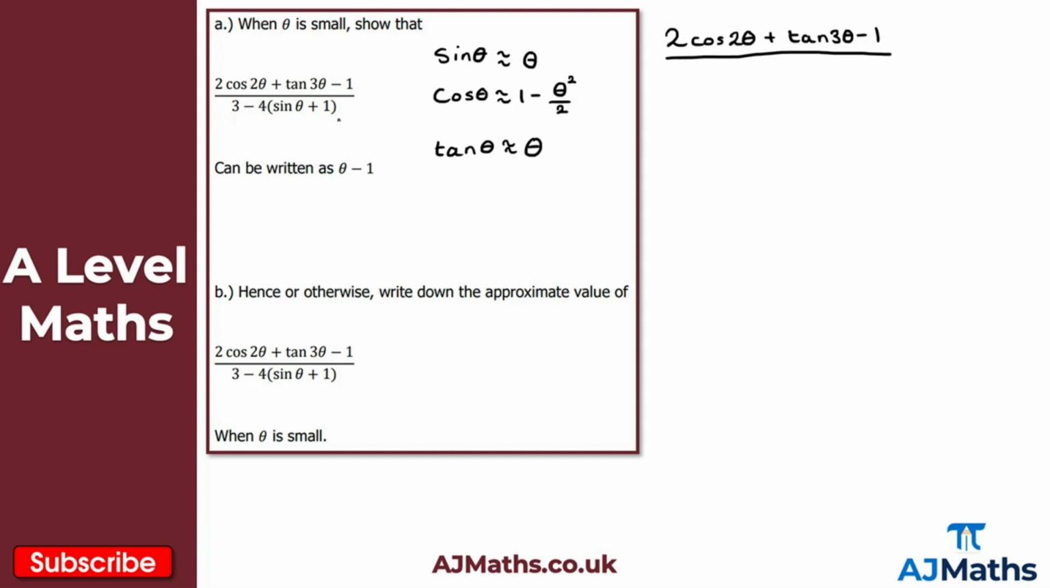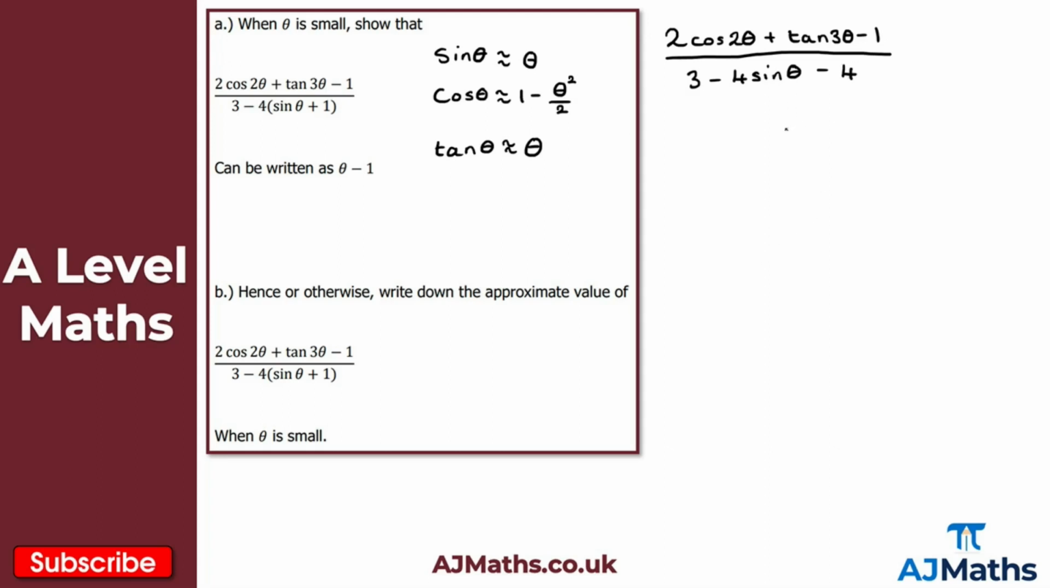So what I'm going to do is expand this bracket here. You don't have to. You could simply replace sine theta with theta, but I'll just expand it for now. So I've got 3 minus 4 sine theta, and then minus 4 times 1 would give us minus 4 there. Okay.